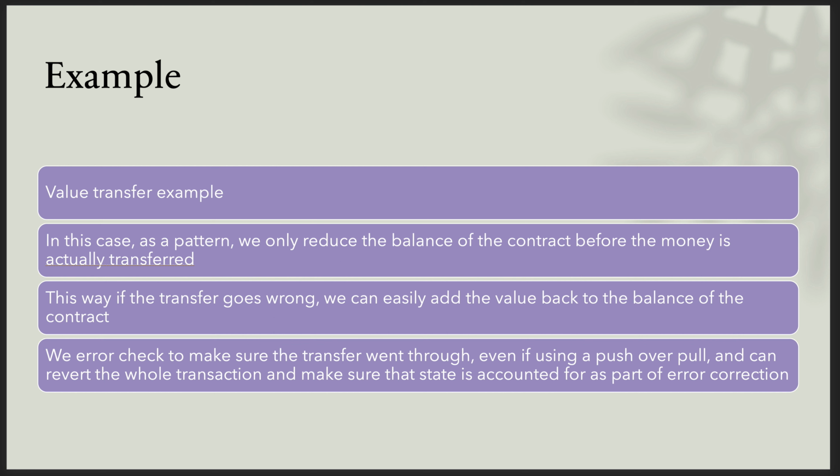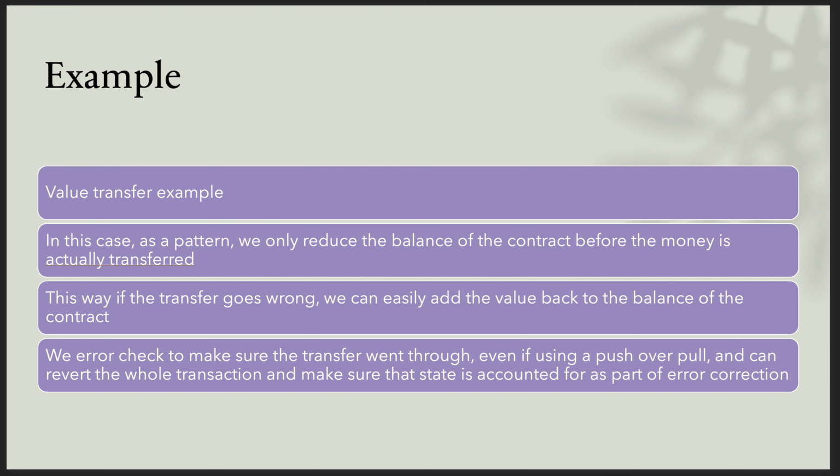If we error check to make sure that transfer went through, even if using a push over a pull for your transfer, you can revert the whole transaction and make sure that the state is accounted for as part of your error correction. And again, lots of cool things come back. That false response back allows you to really work through that process of error correction, error check without actually moving the money. If you actually do move the money, then you commit to that balance reduction. If it doesn't go through, then you're pretty much good to go. And you can do that all within the contract.